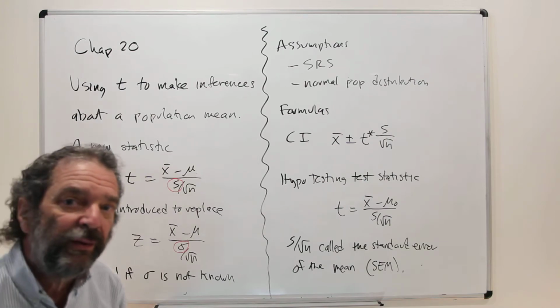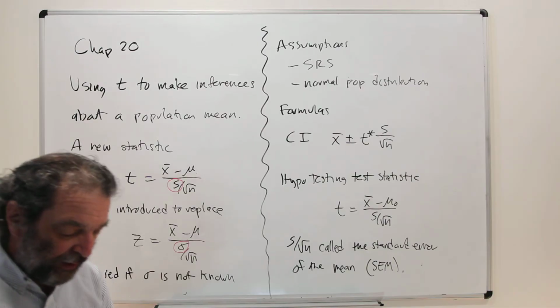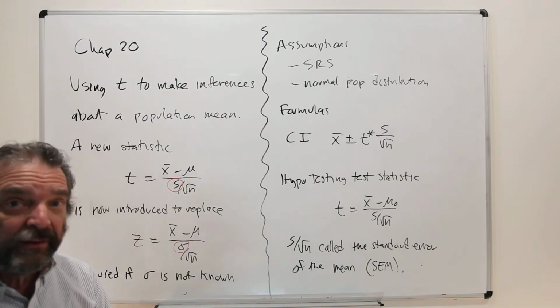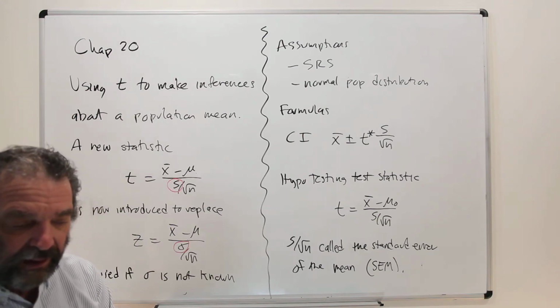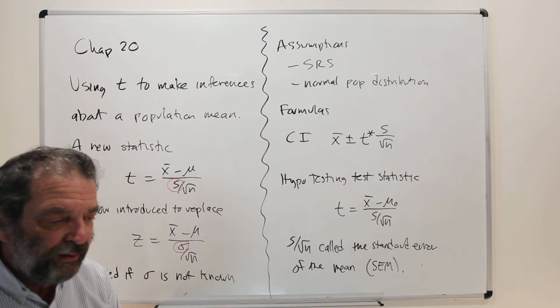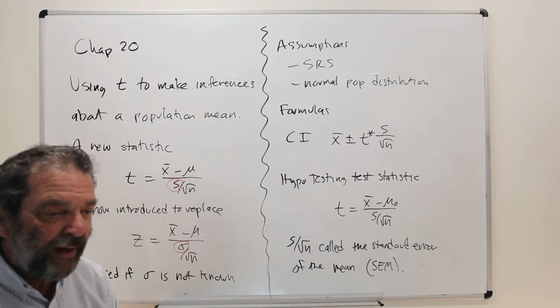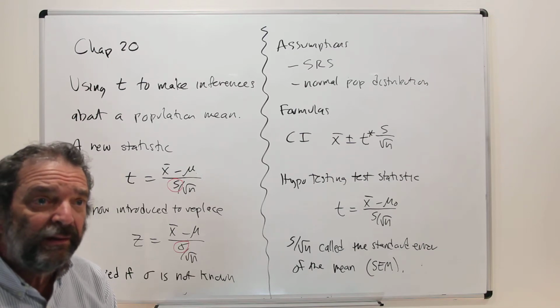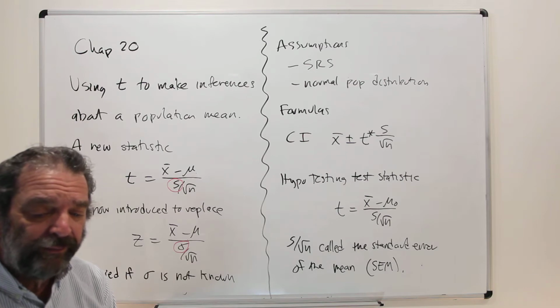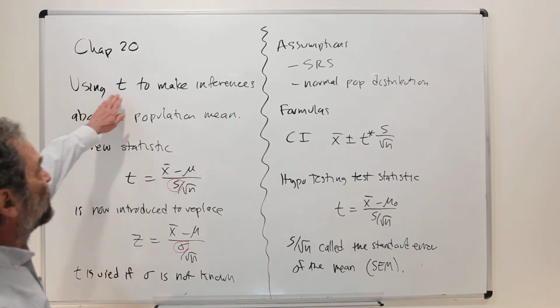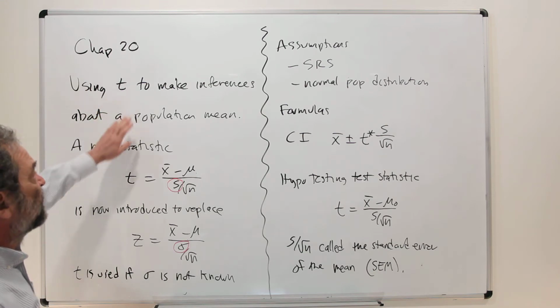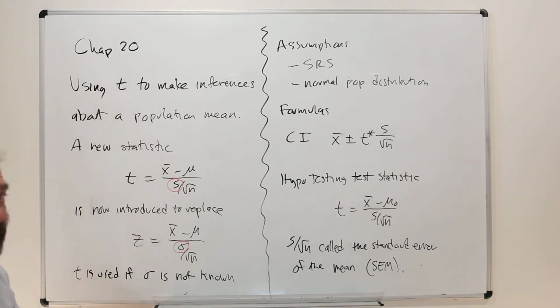Okay, so we're in chapter 20, trying to finish off the class. Chapter 20 is about a new statistic that we can use to do confidence intervals and hypothesis testing about the population mean. Let's see how it goes. It's called T.